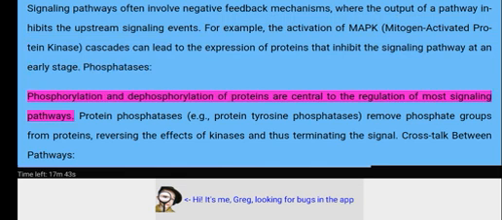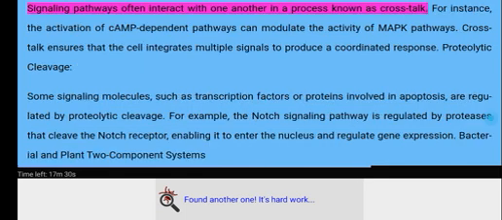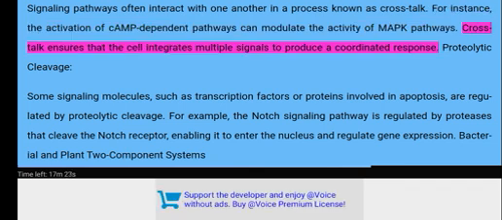Phosphatases. Phosphorylation and dephosphorylation of proteins are central to the regulation of most signaling pathways. Protein phosphatases, e.g., protein tyrosine phosphatases, remove phosphate groups from proteins, reversing the effects of kinases and thus terminating the signal. Crosstalk between pathways. Signaling pathways often interact with one another in a process known as crosstalk. For instance, the activation of cAMP-dependent pathways can modulate the activity of MAPK pathways. Crosstalk ensures that the cell integrates multiple signals to produce a coordinated response.